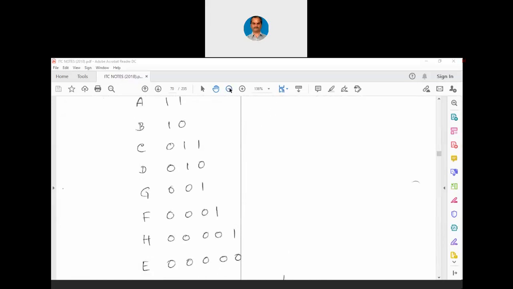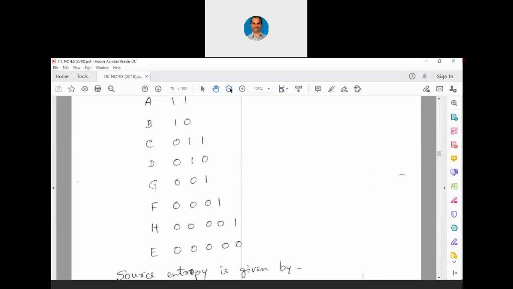Let me slightly reduce the zoom ratio, or is it fine? It is fine.